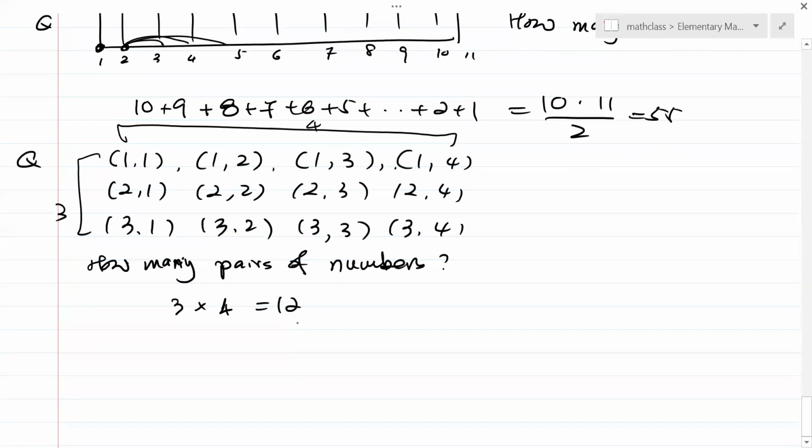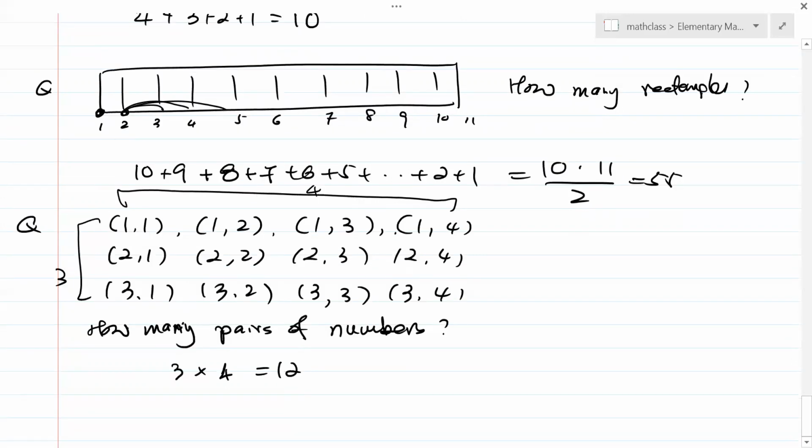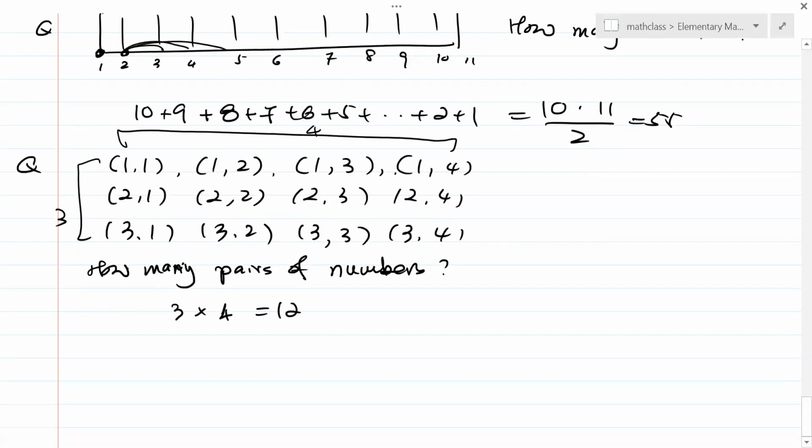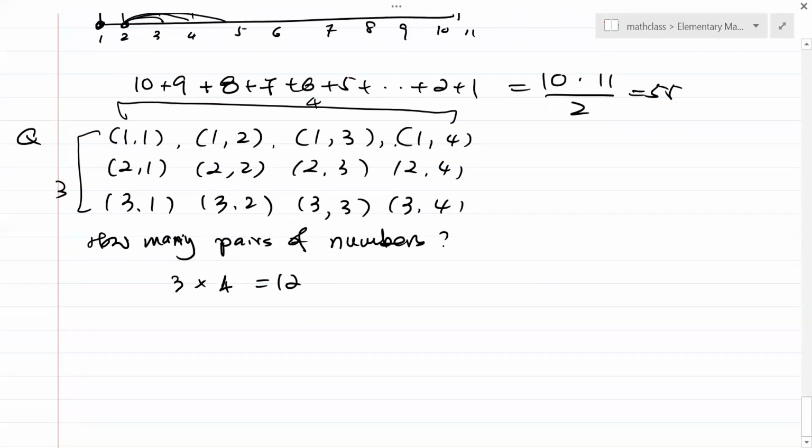Okay? So how do you count? You count the number of the pairs, the number of the points in each row. Okay? Then you multiply by the number of the rows. You get a total. That's it, right? Each row there are 4 pairs of numbers, and there are 3 rows. That's 3 times 4. That gives you the total. You don't need to count one by one. Okay. You can count the number of the rows, the number of the columns.